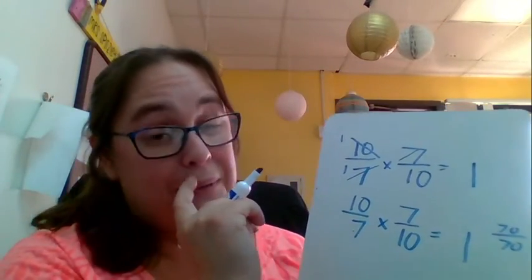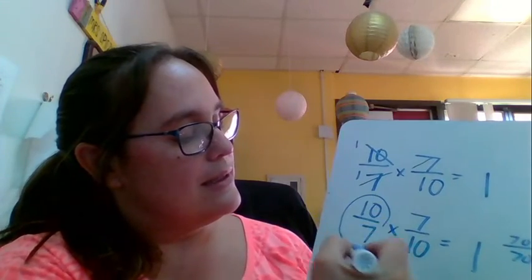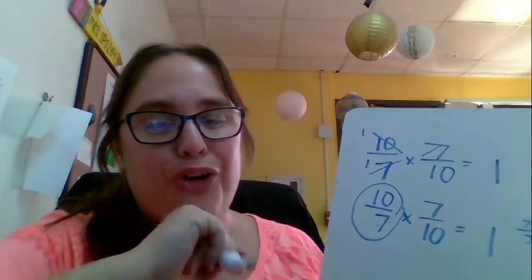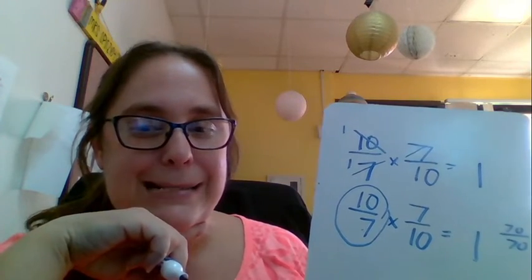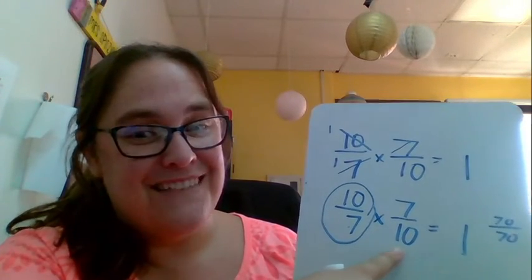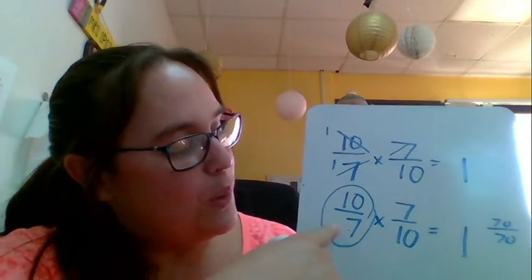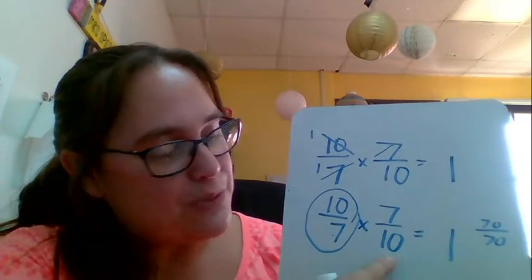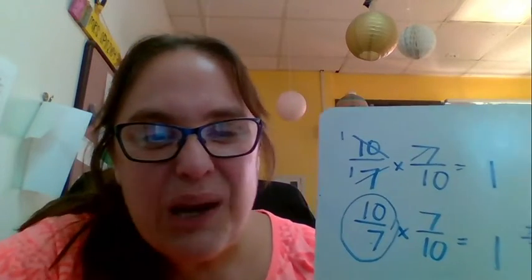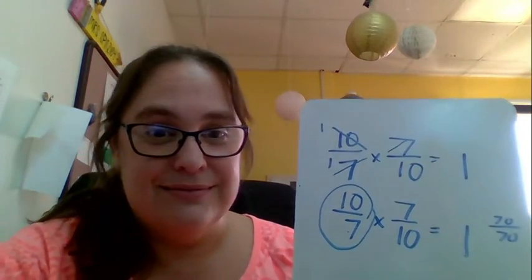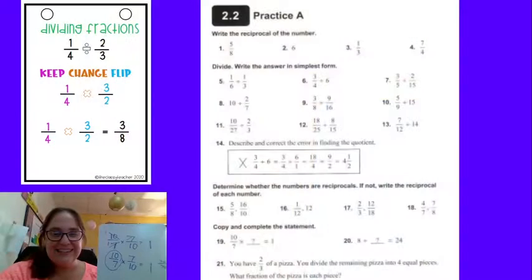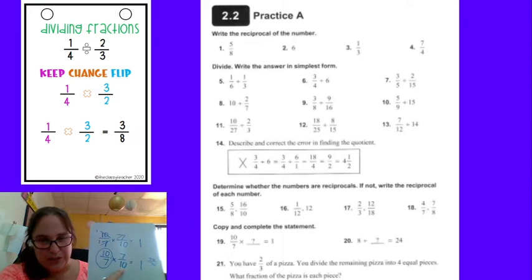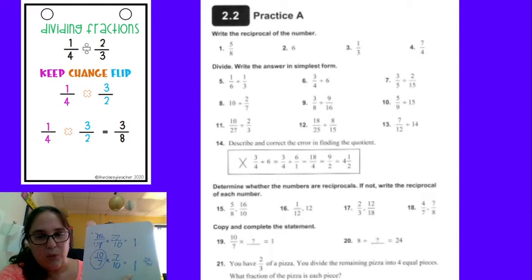Here's what I want you to notice. Do you see this? What's the reciprocal of 10 over 7? See, I told you I'm a math nerd. When you multiply a number by its reciprocal, it always equals 1. Isn't that crazy? So here on number 19, this is the answer that you need to record down. Because whenever you multiply a number by its reciprocal, it will always equal 1.